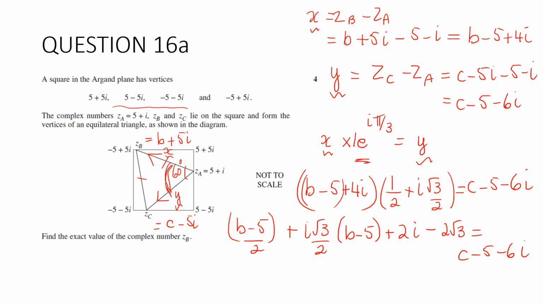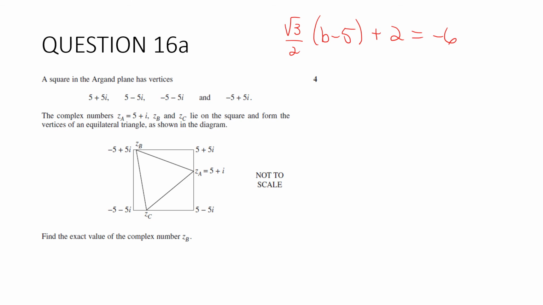Now we're going to equate the imaginary parts, because that's going to eliminate c. Can you see that? So I have root 3 on 2 b minus 5 plus 2, I don't need the i's in there, is equal to minus 6.